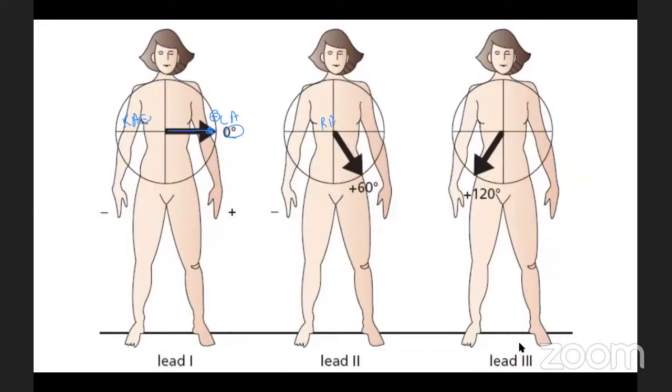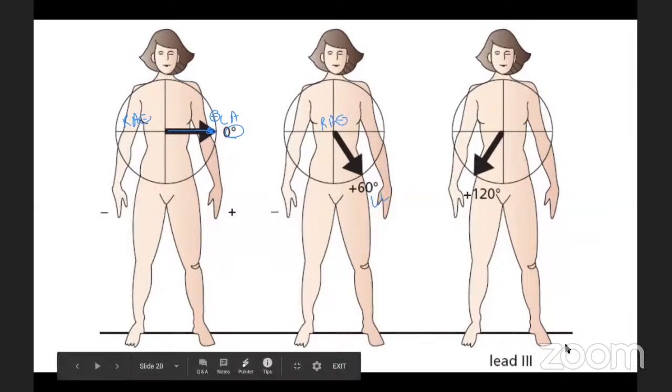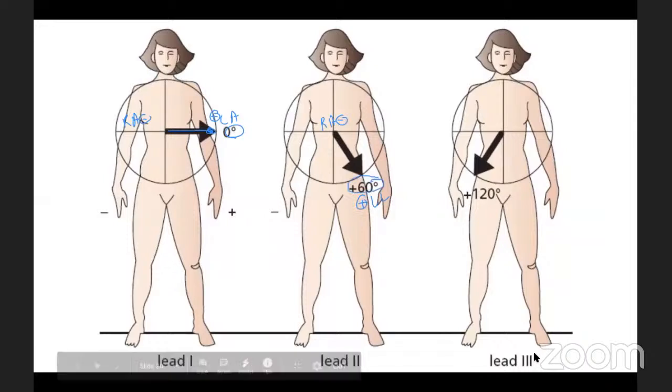Right arm to left leg. Right arm was always negative, no heart. Left leg positive, always. And then going down, it's positive 60. This is a number you have to memorize.